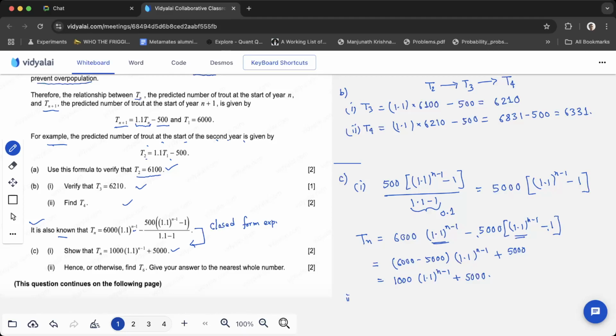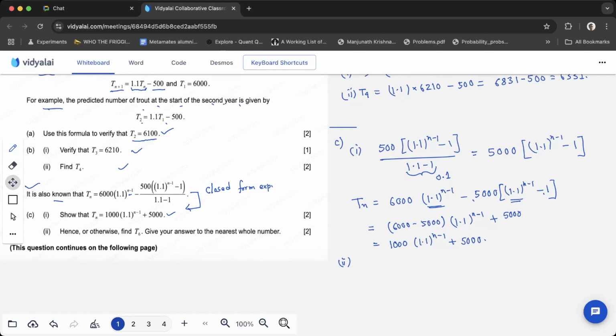The last part in this page asks for hence or otherwise find T6. Give your answer to the nearest whole number. So you have to find T6. Well, you can just put n equals 6 in this expression that we just found out, or it is given here. So let's put n equals 6. And T6 would be 1,000, 1.1 to the power 5, because it is n minus 1, plus 5,000. So let's see how much this is. You can use the calculator.